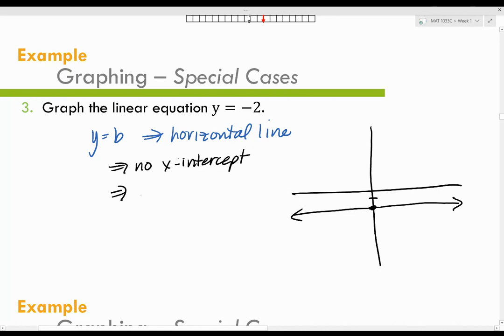Okay, but it does have a y-intercept. Its y-intercept is the point at which it crossed over the y-axis, which is 0, -2. Okay, so anytime you're drawing lines, be careful for those two cases, because your line could end up being vertical or it could end up being horizontal. Cool.